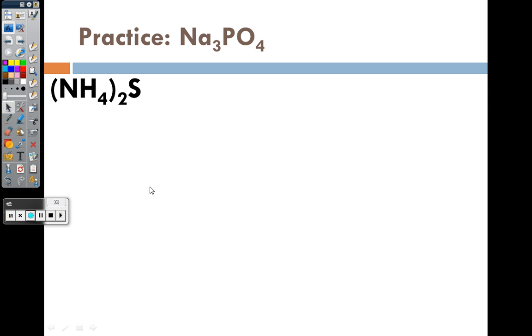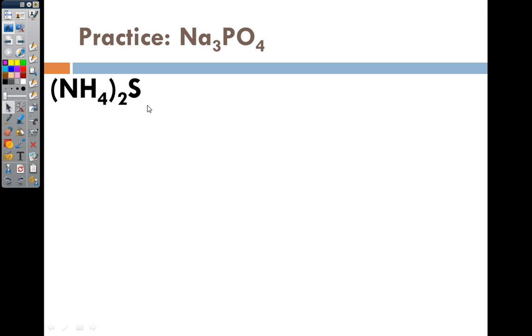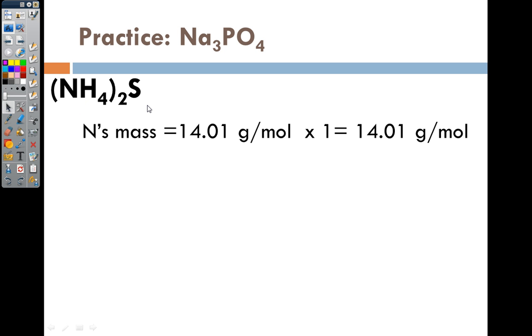Okay. So here we are with (NH4)2S. Here's a little trick. I like to keep things in parentheses together, so it's easy for me to figure out what the mass of this part is and then take care of the rest. So I'm going to list out the masses just like I did. Nitrogen's mass, I have 14.01, right?